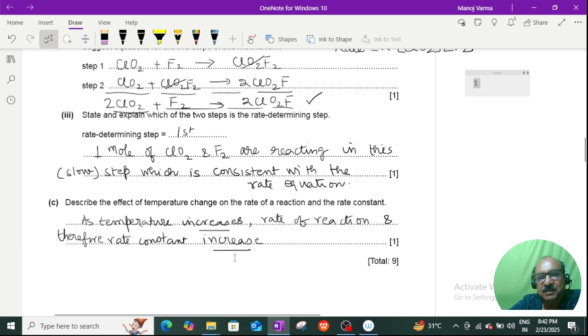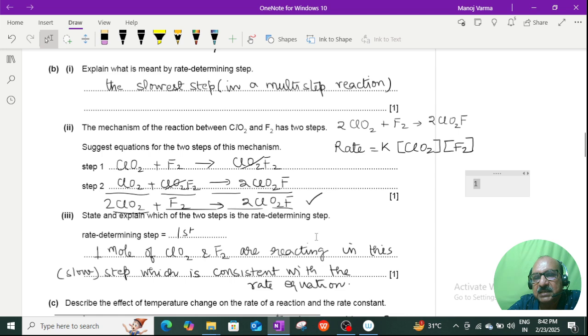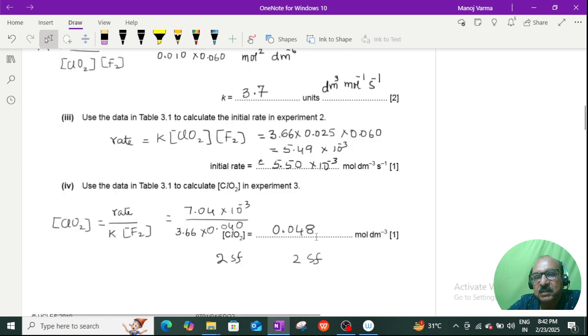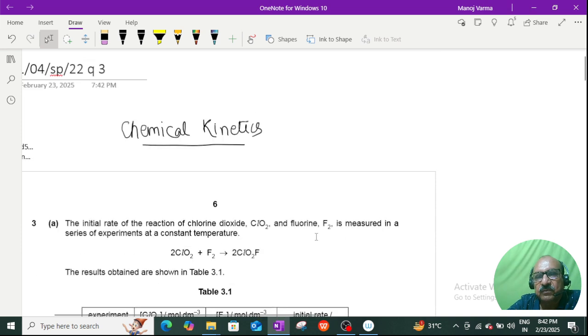These were all the sub questions in question number 3, and hope you were able to understand properly. All the doubts got cleared and you understood the solution of the question number 3 of the sample paper which was given in the year 2022 for paper number 4.